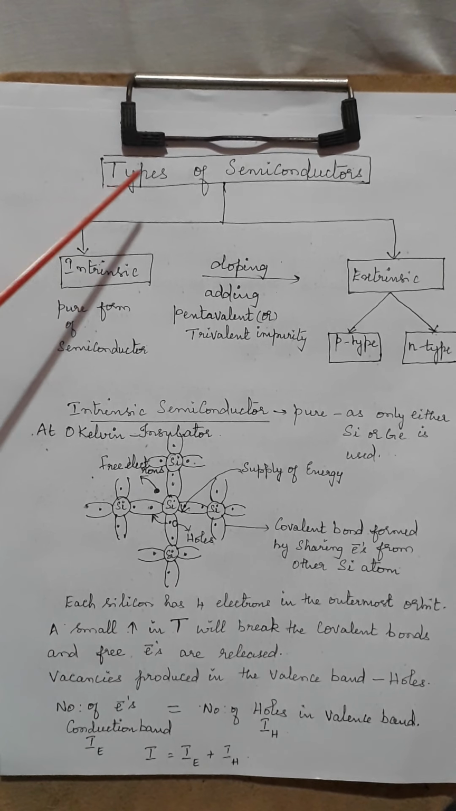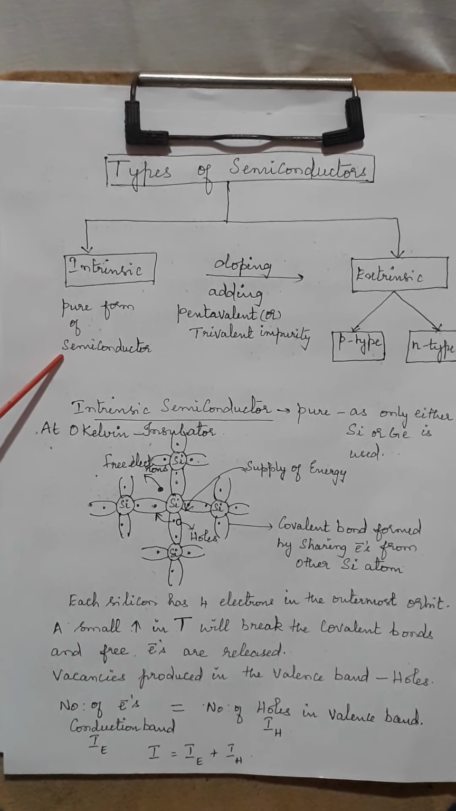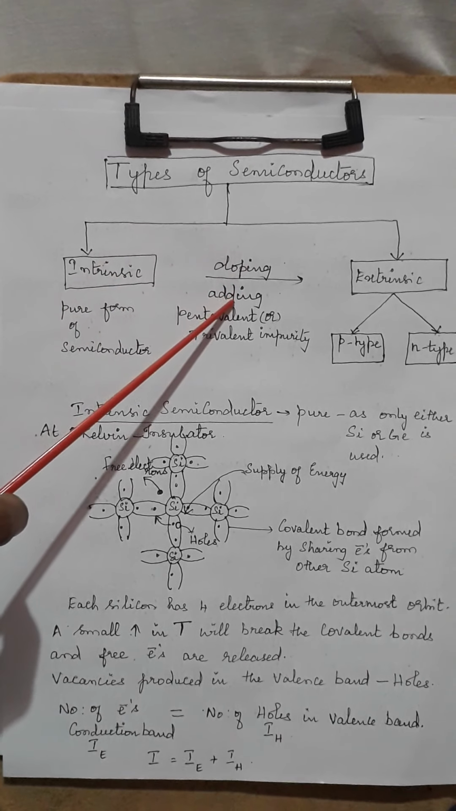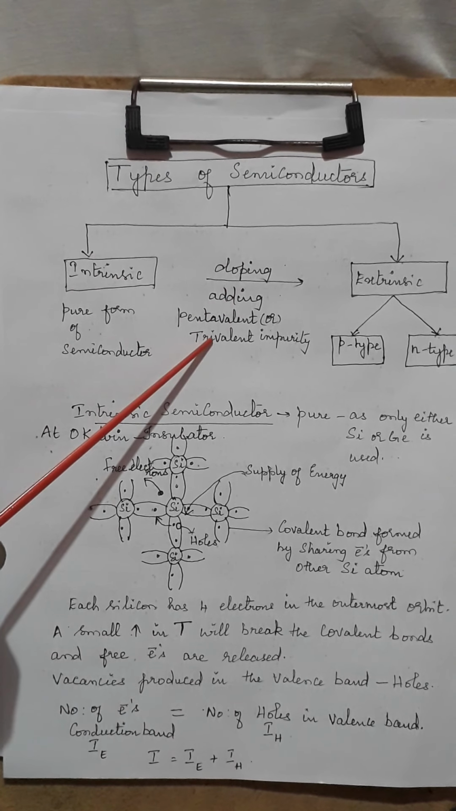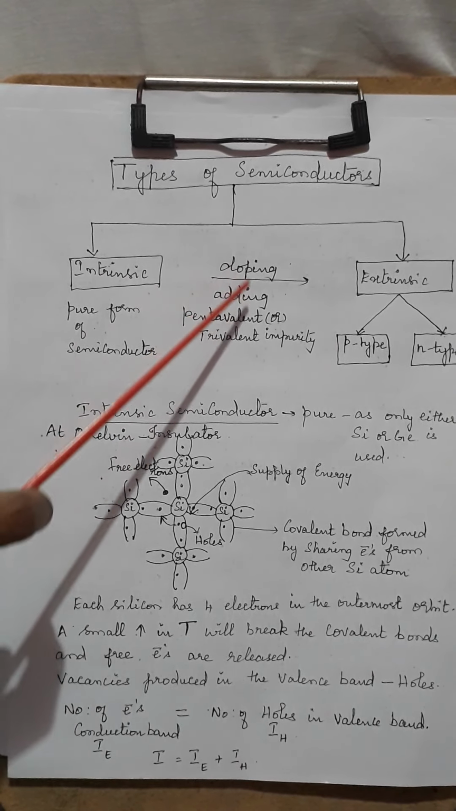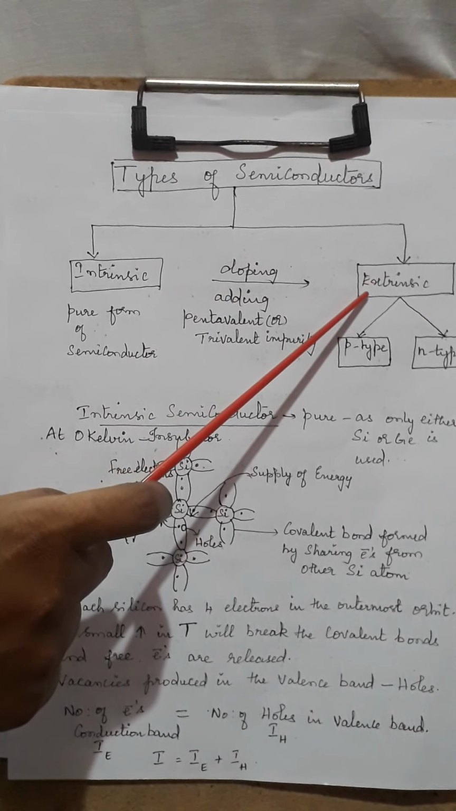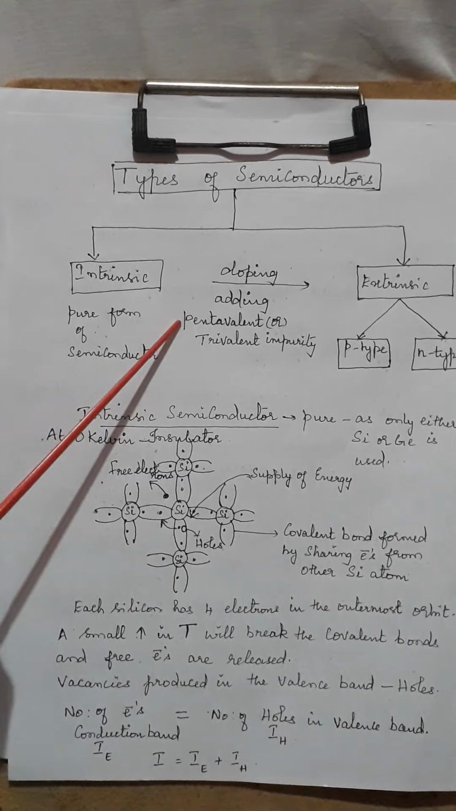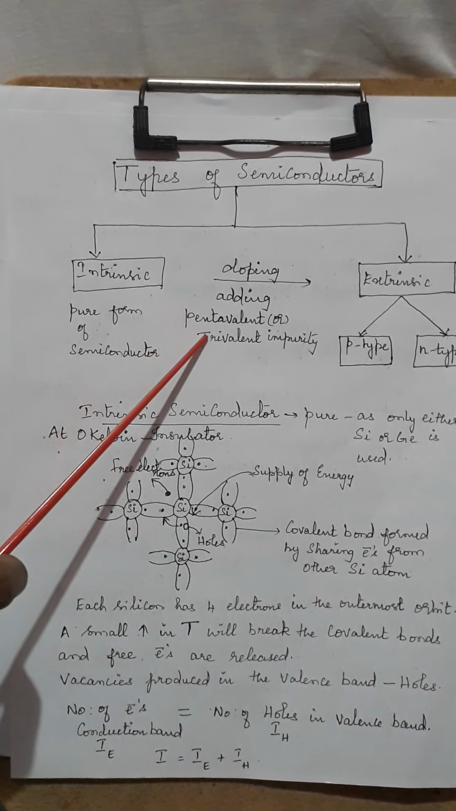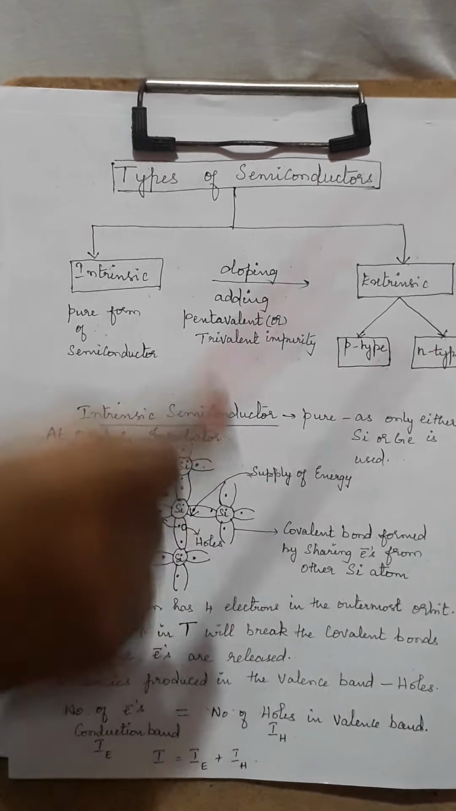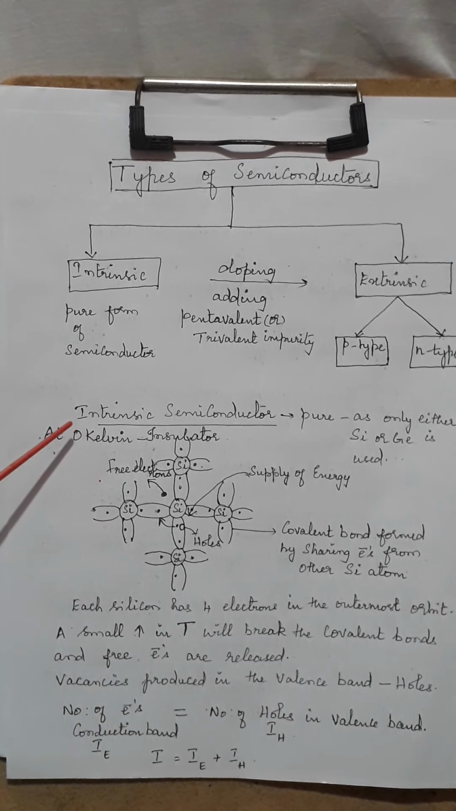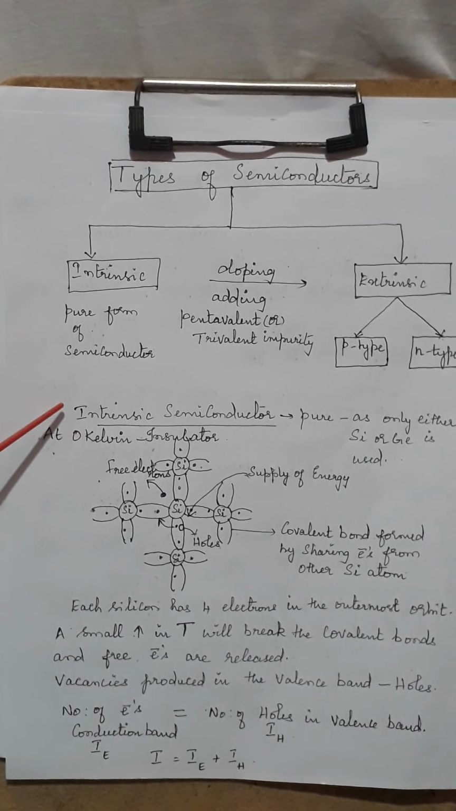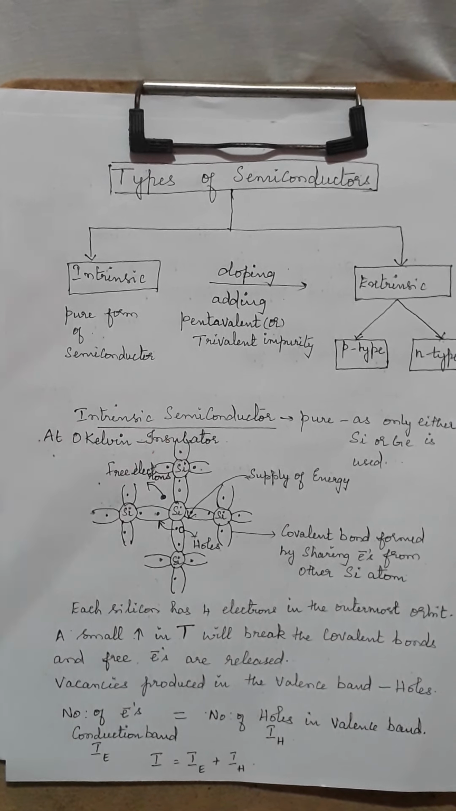Okay, that is intrinsic, the pure form. By adding some material which is called an impurity, that process is doping. It turns into an extrinsic semiconductor, where there are two types based on the impurity that you have added. It turns into either p-type or n-type. So now we'll move on to what intrinsic semiconductors are.